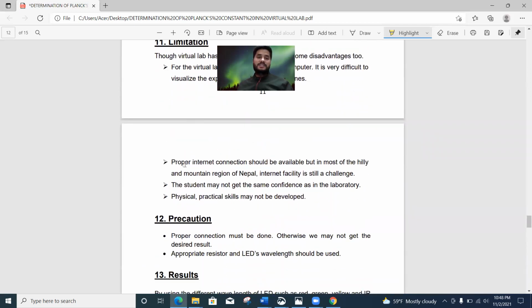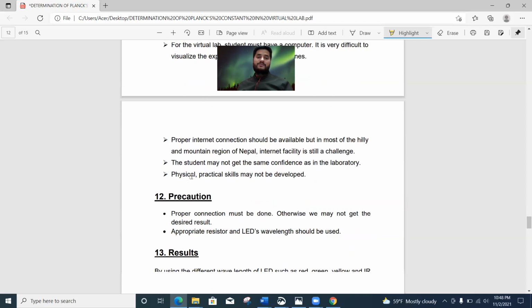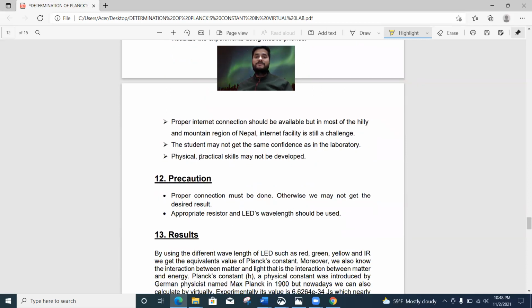This is a limitation. A proper internet connection should be available, but in most of the hilly and mountain regions of Nepal, internet facility is still a challenge. There is weak internet access, and for doing the virtual lab, we need very good internet access. Students may not get the same confidence as in the laboratory. Yeah, exactly, I realize it.